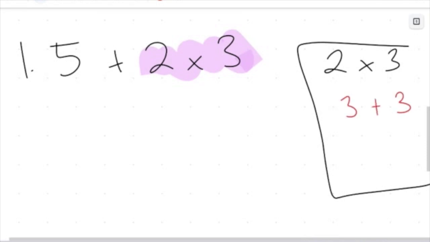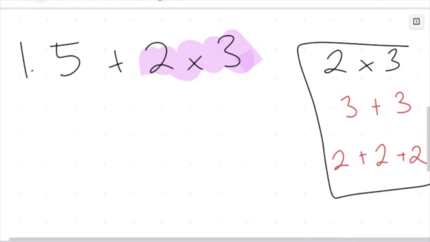I'm taking 2 lots of this 3. I have 1 lot of 3, a second lot of 3. I can rewrite this as 2 times 3. And I can also write this as 3 lots of 2. So I can say that this is the same as saying 2 plus 2 plus 2. So in the end, my multiplication here always results in some kind of addition.